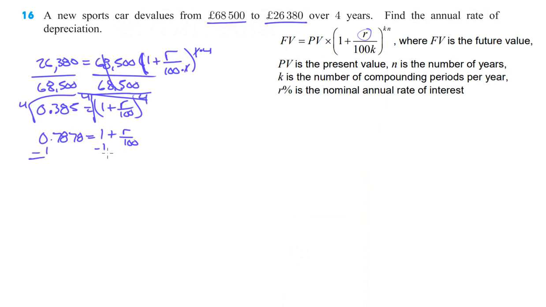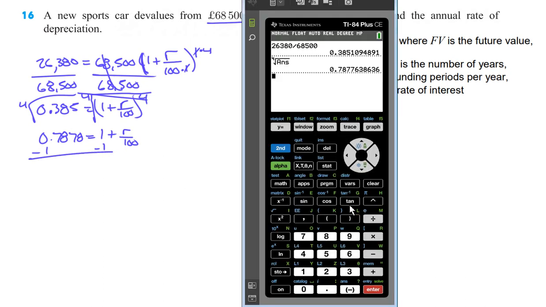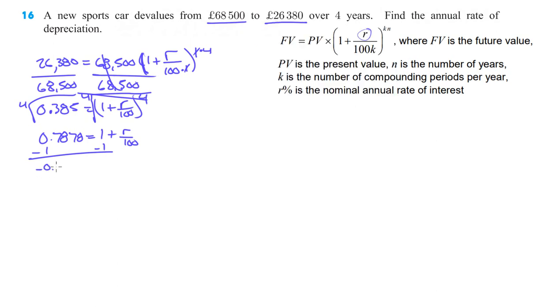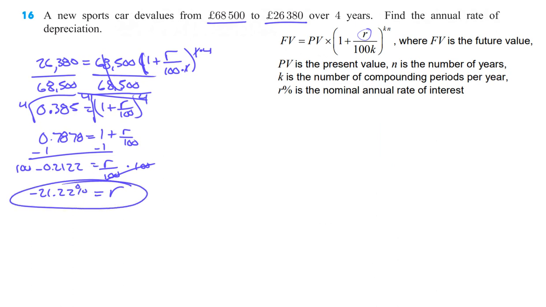Subtract 1 from both sides. So we take that and subtract 1, and we get negative 0.2122. Negative 0.2122 equals r over 100. Last step is to multiply both sides by 100, and we get that our rate is negative 21.22%. So the annual rate of depreciation is 21.22%.